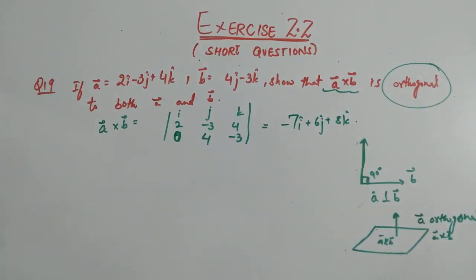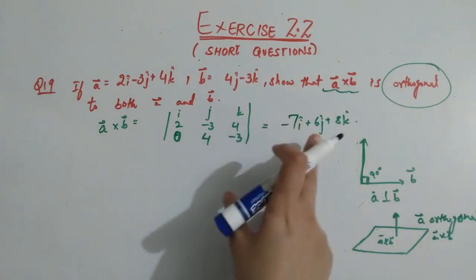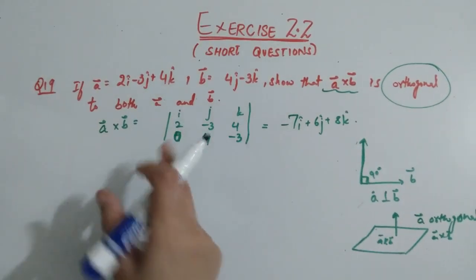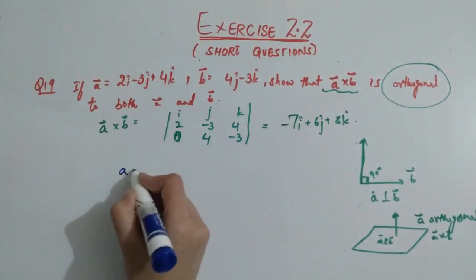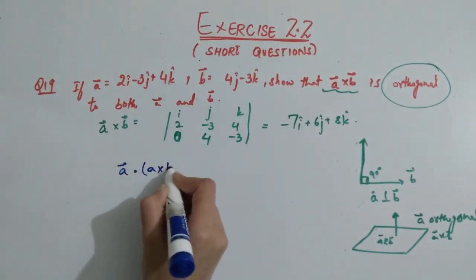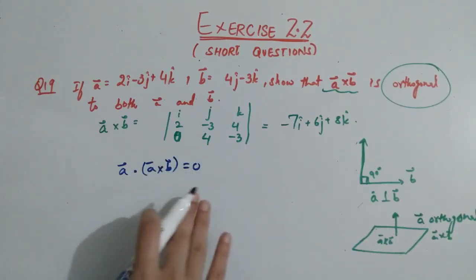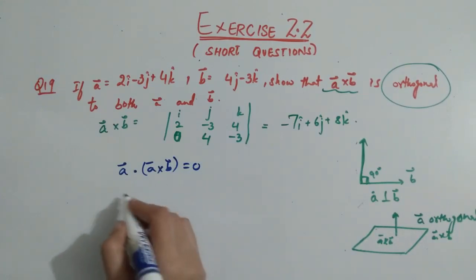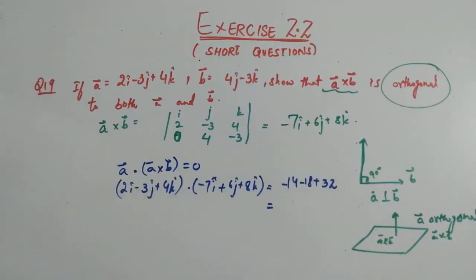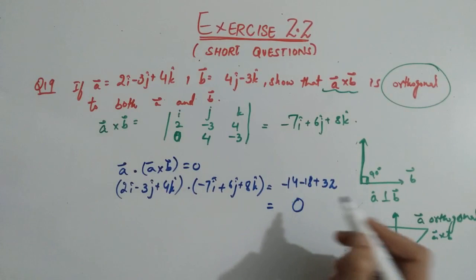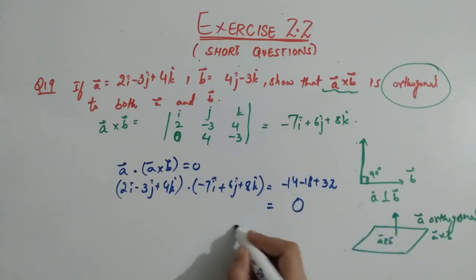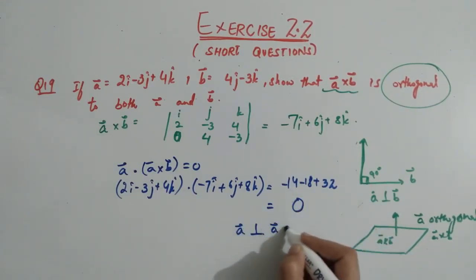So if you have to show that A cross B is orthogonal to A, you have to show that A dot A cross B equals 0. That is, if the dot product between these two is 0, then they will be orthogonal or perpendicular. So taking dot product, your dot product gives the answer 0. It means that A is orthogonal to A cross B.